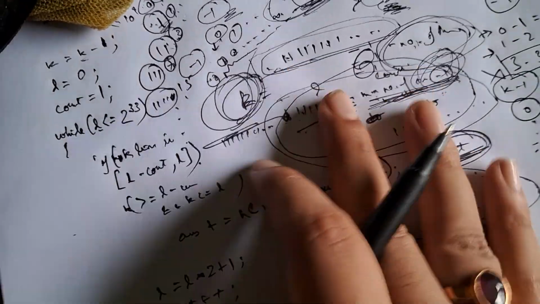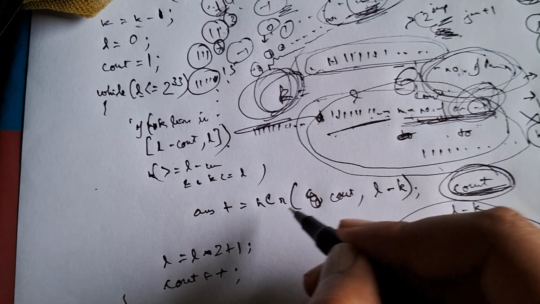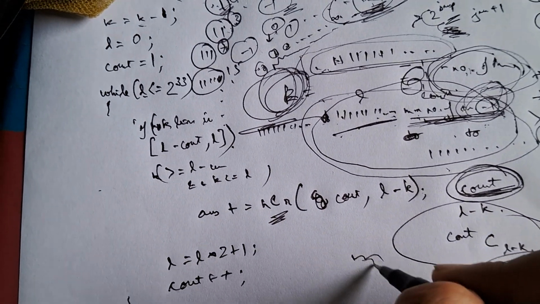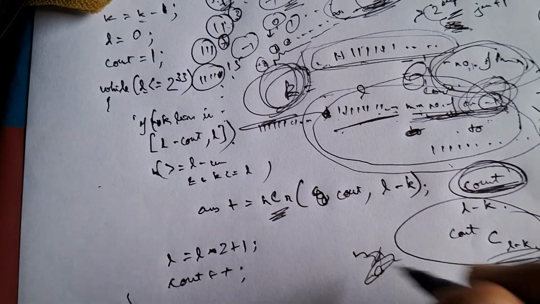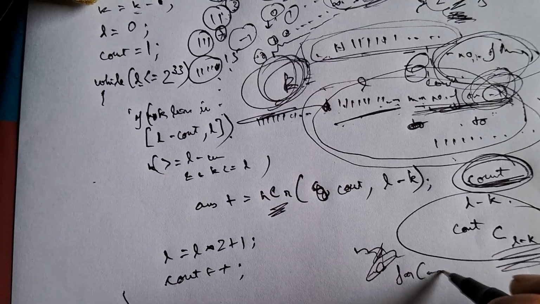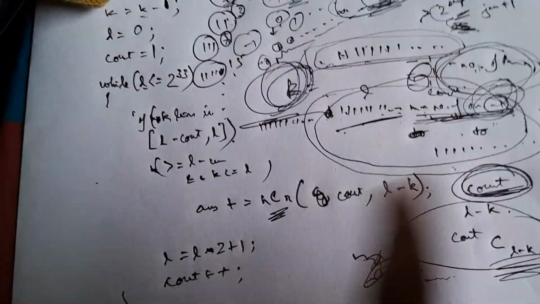I hope you get how this formula comes, and you can perform the NCR using a normal factorial or even the basic method of multiplying, that is the simple thing.